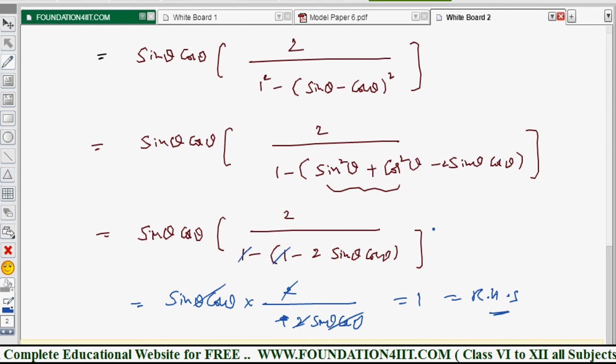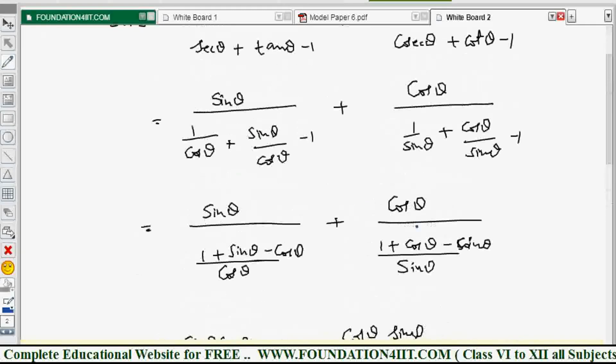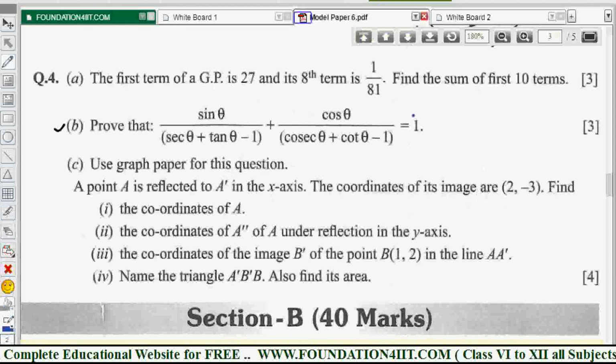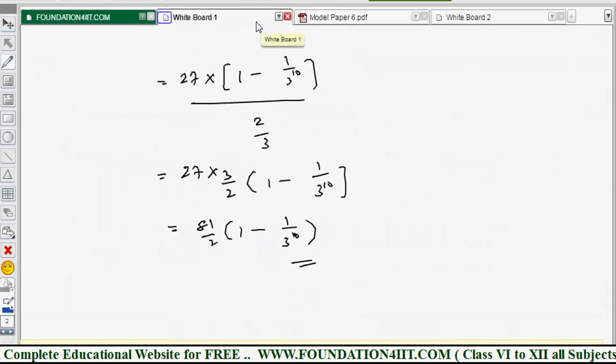Just take it stepwise, one by one. It looks like big steps, but with a little practice you can do it using the same formulas. So take the LHS and apply any concept, any trigonometric formulas. Finally you should prove the RHS. Right. And the next question is using graph paper. Let us solve it. Take the graph paper.